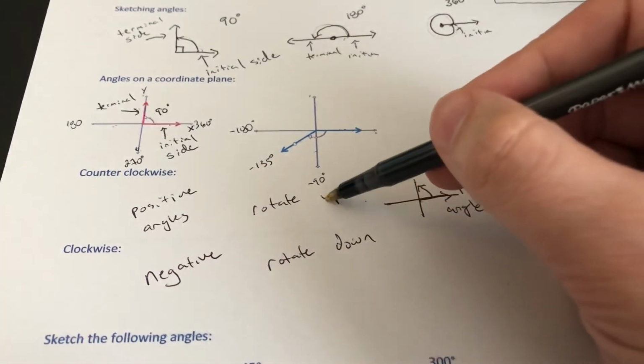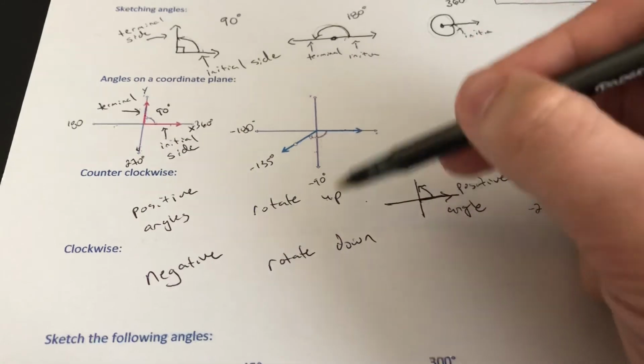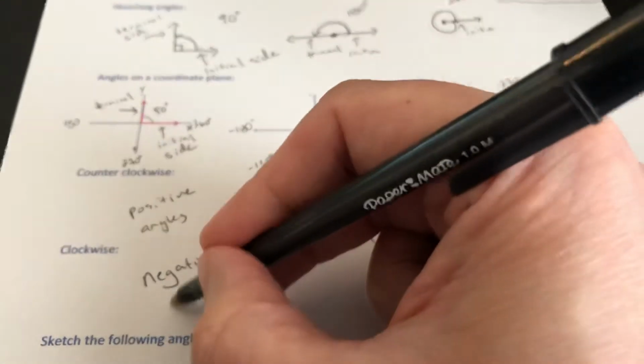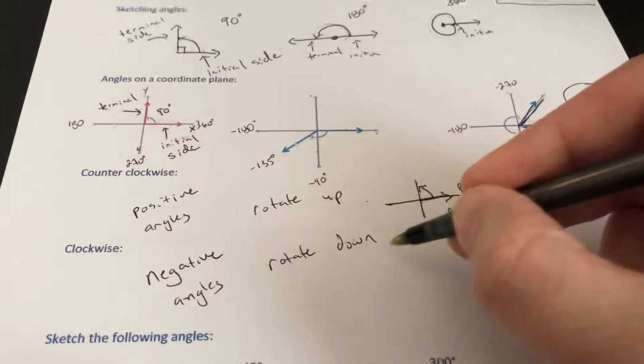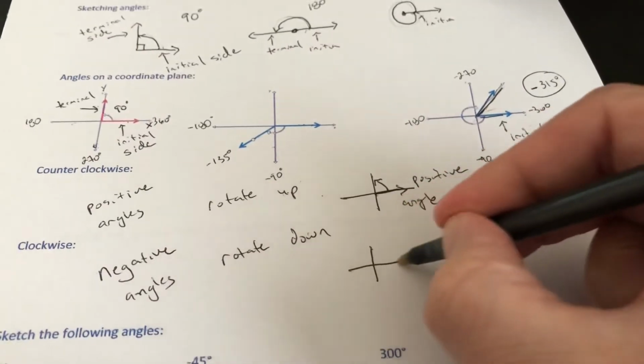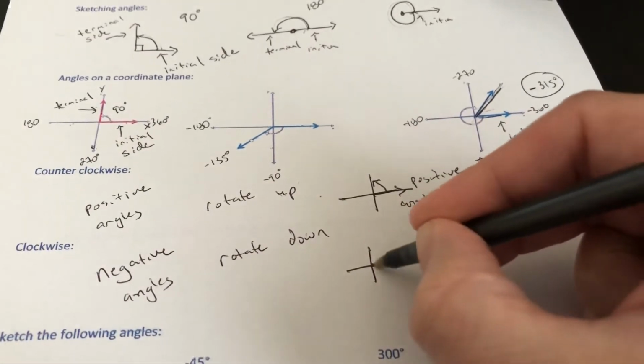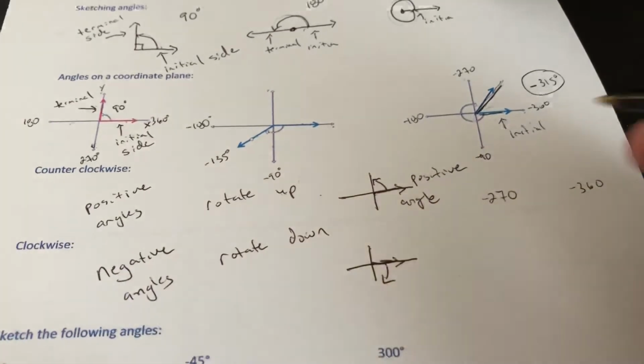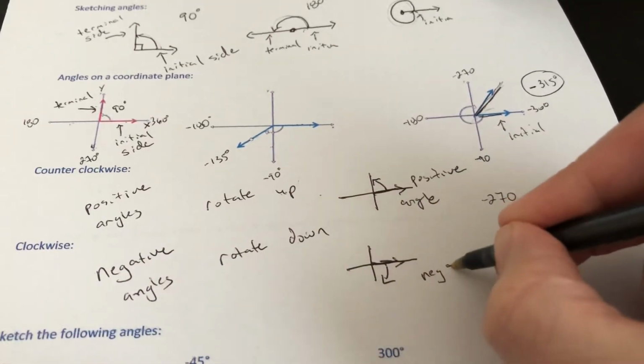Positive angles rotate up. Up is positive. Negative angles rotate down. Down is negative. So if I drew a diagram here, there's my initial side. This would be rotating this way. That's a negative angle.